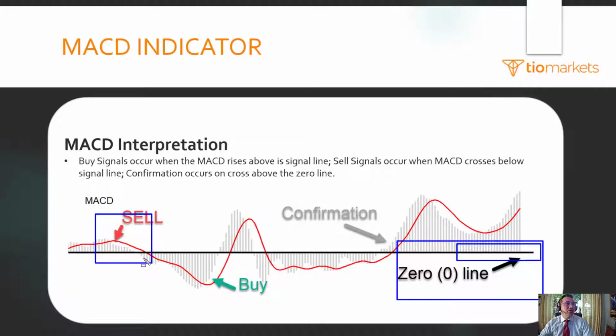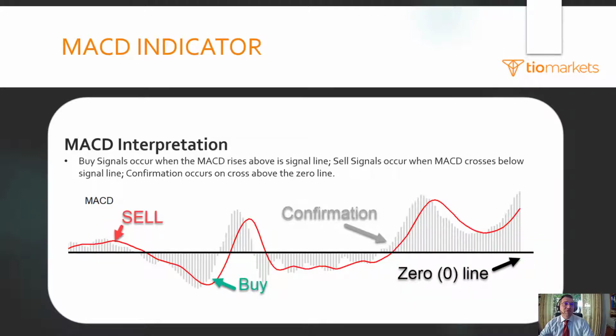For the MACD sell signal, here you can see what happens when the MACD crosses below its signal line, which is the red line, and then you get a confirmation of that here. Again, you'd have a buy signal, and then there's confirmation when the MACD and the signal both cross above the 0 line.